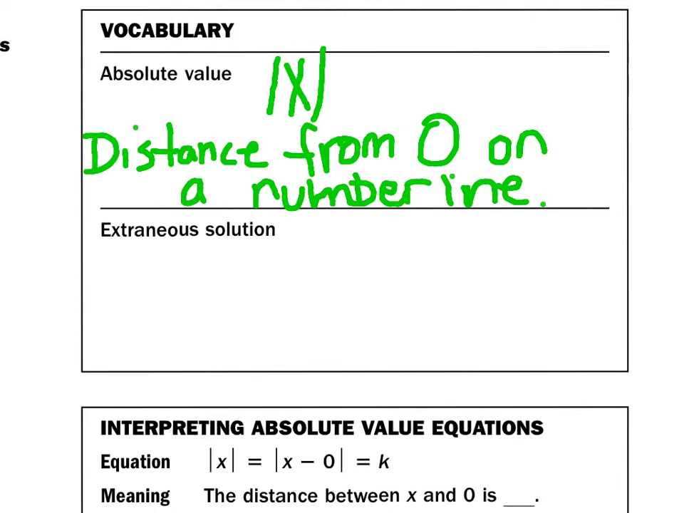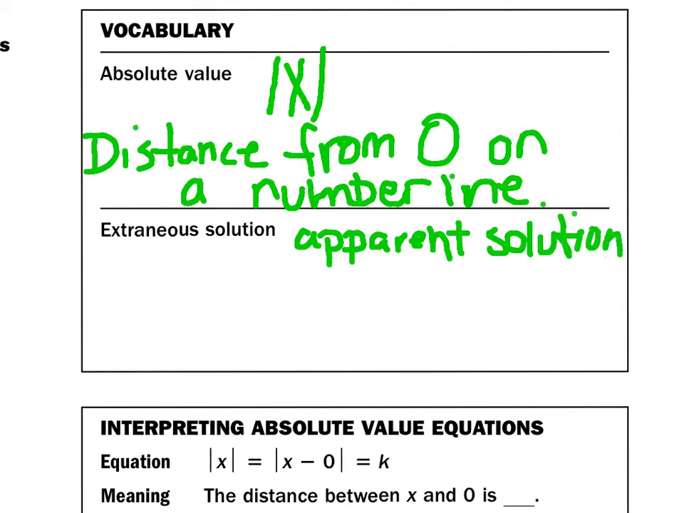Now, an extraneous solution is an apparent solution, which means that it seems like it would be true. You've solved the equation correctly and you come up with a solution, but it doesn't check.